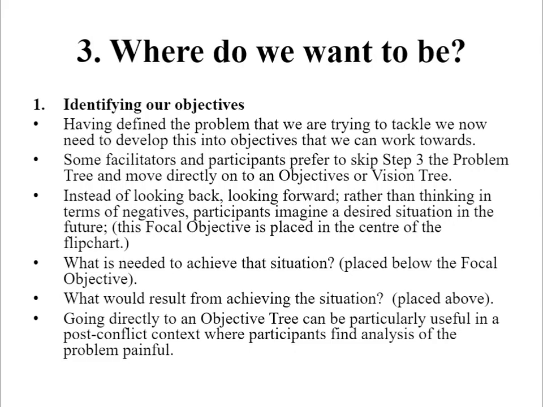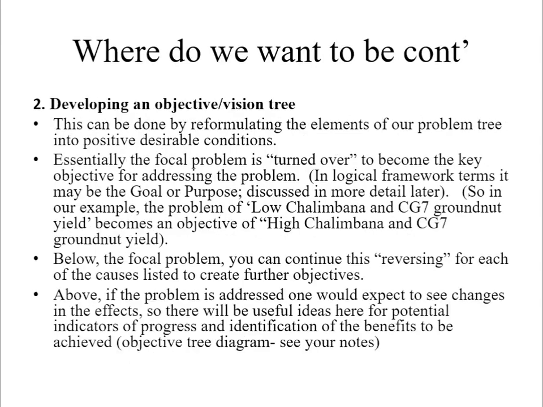Participants imagine a desired situation in the future. This focal objective is placed in the center of the flip chart. What is needed to achieve that situation is placed below the focal objective. What would result from achieving the situation is placed above. Going directly to an objective tree can be particularly useful in a post-conflict context where participants find analysis of the problem painful.